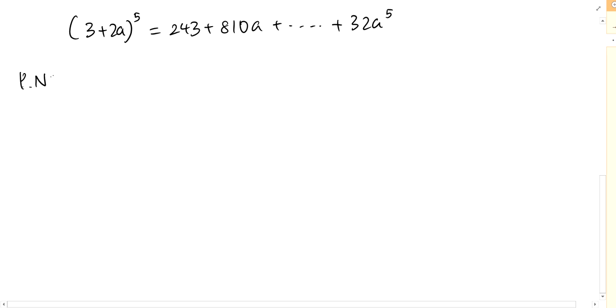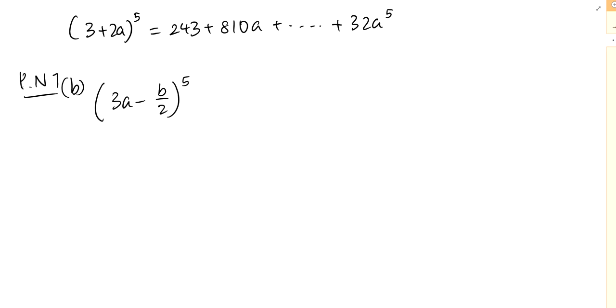Practice now 7, part B. Expand using binomial theorem. Here we have 3a minus b over 2 power 5. Same thing, I want to compare it with my original binomial a plus b to the power n. Alright, now your job is to tell me, what is my new a over here? 3a. What is my new b? Try again. What is my new b? Negative b over 2. There is a difference. And what is my power? 5.